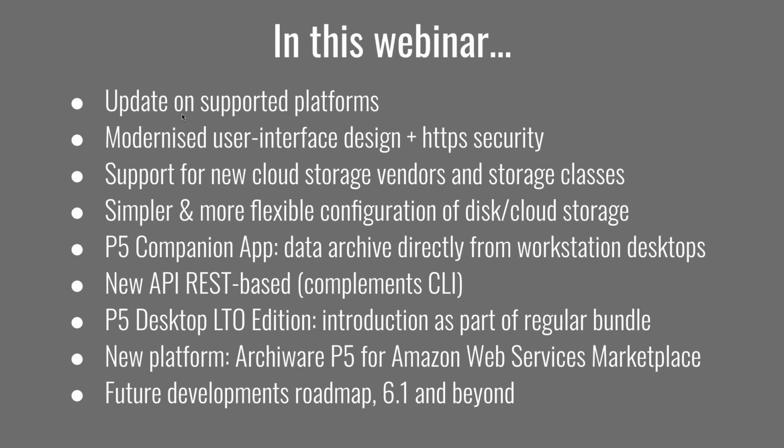We're going to look at the P5 Companion app, which is the new app that allows you to archive using P5 from your desktop, and that supports Mac, Windows, and Linux desktops. We'll talk about the new REST-based API. Then the P5 LTO Edition, which is the new low-cost bundle. It's been around for a little while, but it's got a new name, so we'll talk about that. Then we'll look at the ways to deploy in the cloud, specifically the Amazon Web Services Marketplace. P5 is now in there, so we'll fire up a P5 instance in Amazon and connect to it, just to show you how simple that is. Then we'll look at the roadmap for future versions, 6.1 and beyond, and then we'll take your questions.